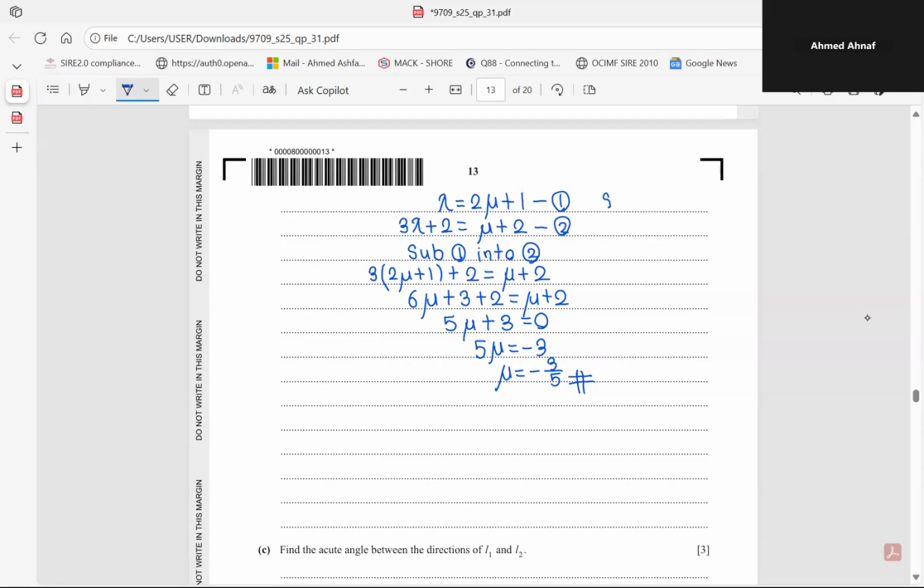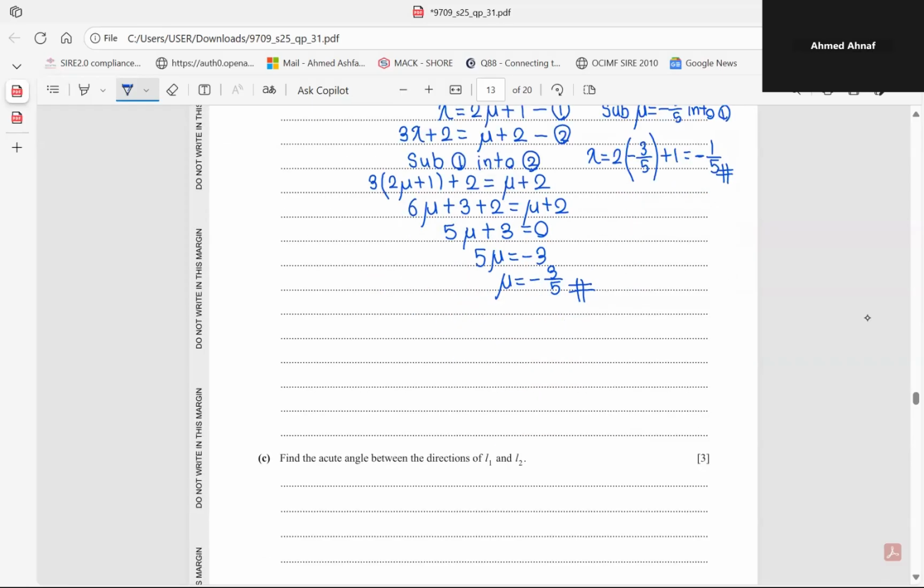Now we substitute mu equals minus 3 over 5 into equation 1. Lambda equals 2 times mu, which is minus 3 over 5, plus 1. That would be minus 6 over 5 plus 1, which is minus 1 over 5. So these are our solutions for mu and lambda.